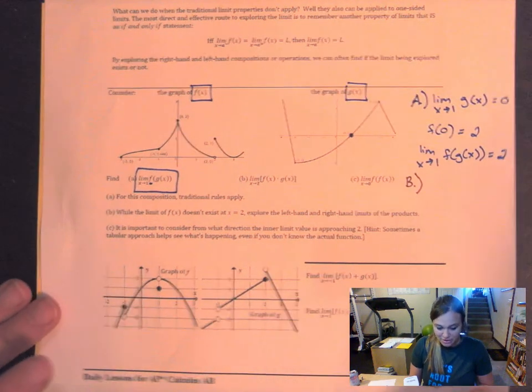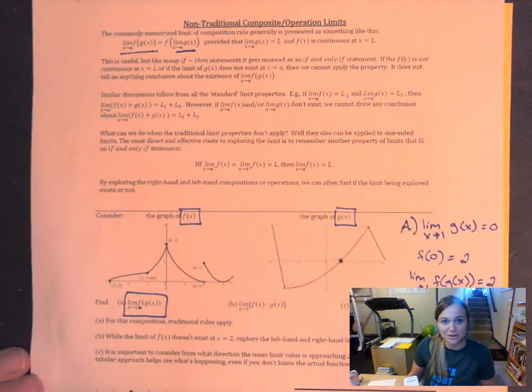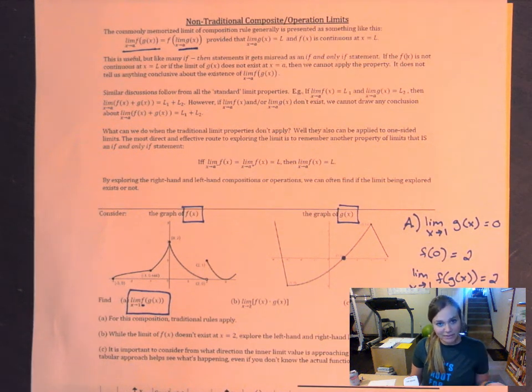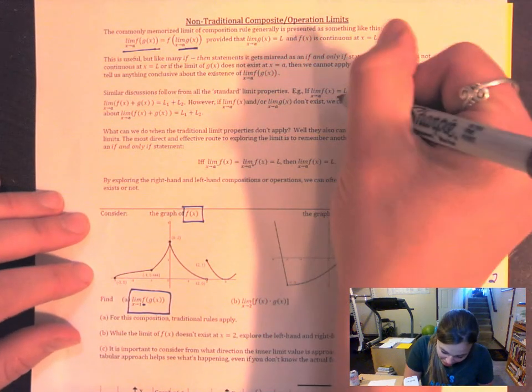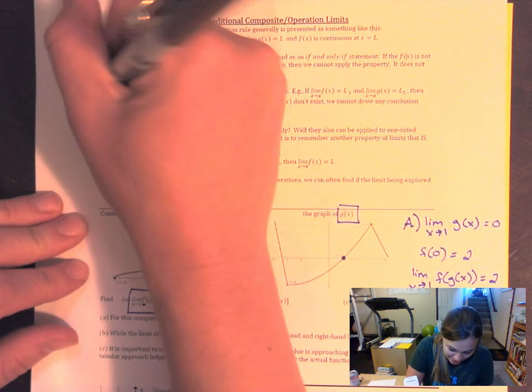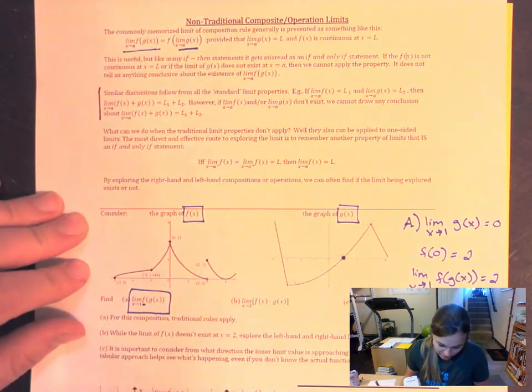But we have to consider that if the left-hand limit equals the right-hand limit, then the limit exists. So what I need to do is break this up into the left and right-hand limits. And that's what this entire part is talking about here.